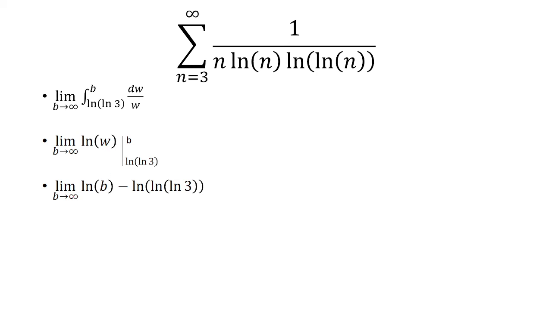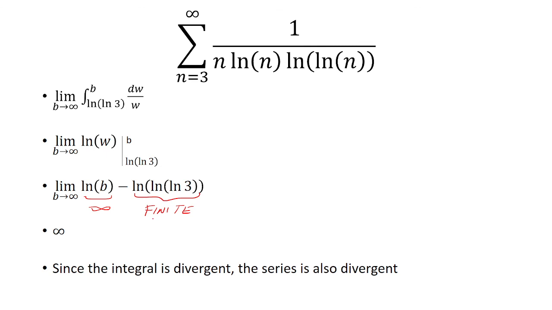So I have the limit as b approaches infinity of ln of b minus ln of 3. This is some finite number. I don't really know, nor do I care, because this right here goes to infinity. So it's like I have infinity minus a finite number. This limit is infinity. So what that means is the integral is divergent, and so that means that the series is also divergent by the integral test.